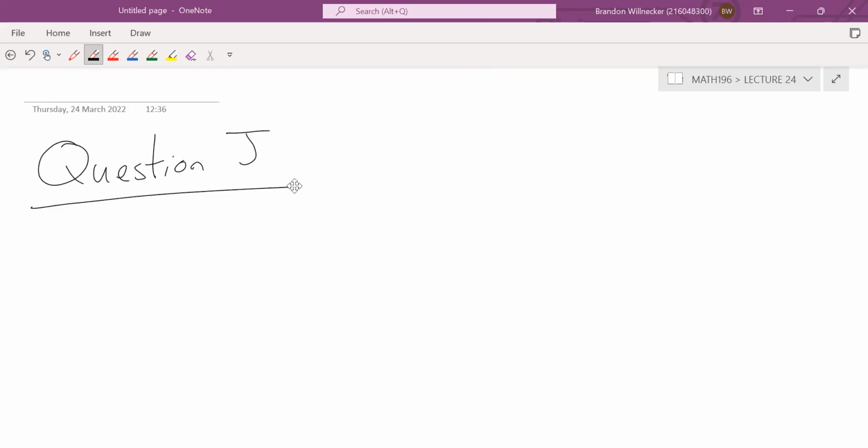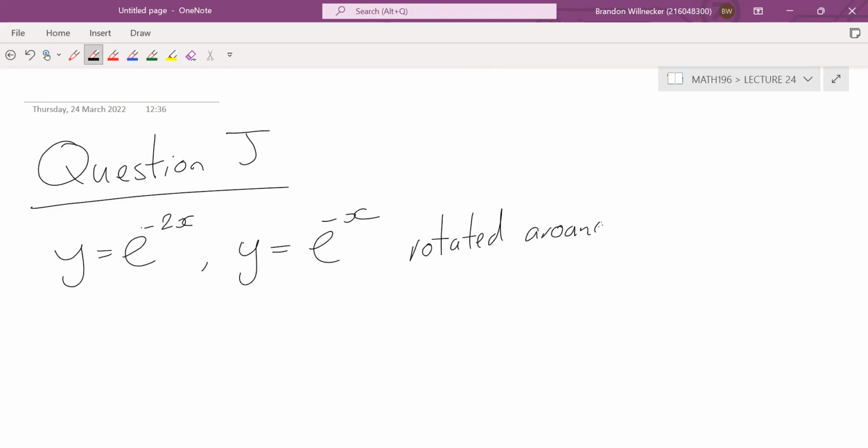Okay, let's take a look at question J. So here we had y equals e to the minus x, and this was rotated around the x-axis, from x equals 0 to x equals 1.